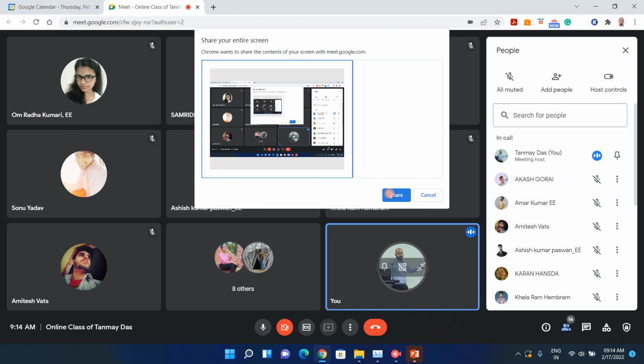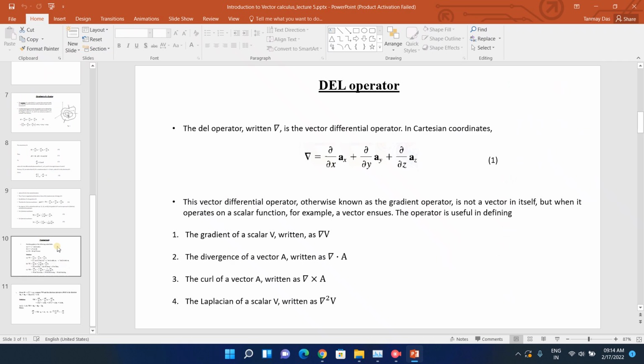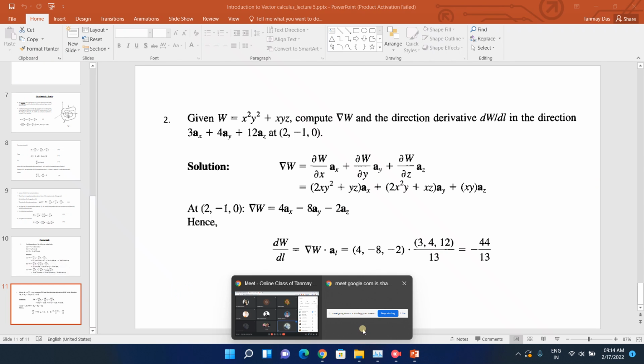We have started the vector calculus. There was one problem that we did not complete. So this problem was there.